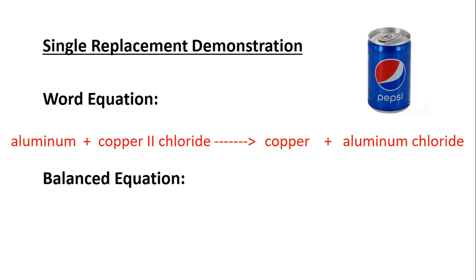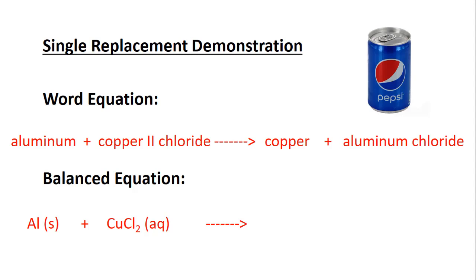Let's look at the formulas. Aluminum we know is Al, and it's in the solid state. Notice there's no charge on the aluminum because it's an element. Copper(II) chloride is an ionic compound dissolved in water, which we will describe as CuCl2. We do have to use some good formula writing skills to do that.